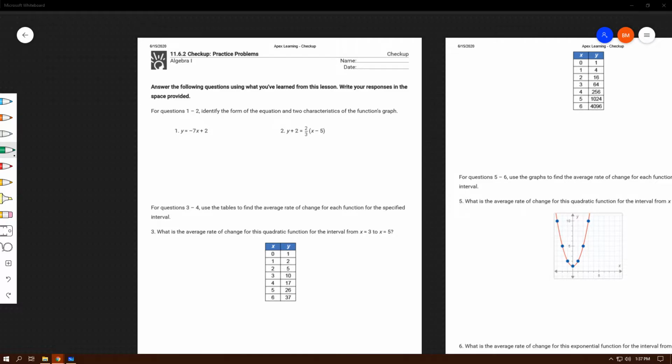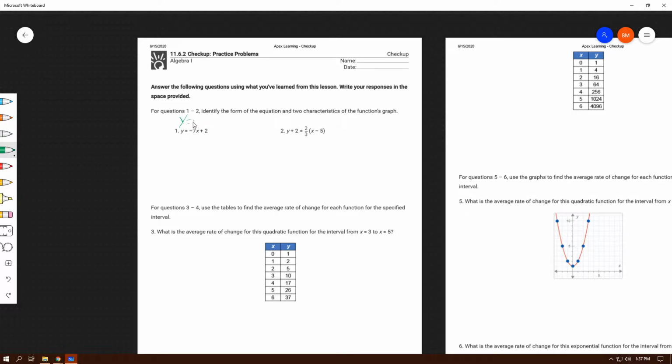This is in y equals mx plus b form. So that's slope intercept form. And then what are the two characteristics? Well, the slope and the intercept. I know my slope is -7, and then I know my y-intercept is going to be 0, 2. Remember, y-intercepts always have an x value of 0, and the b value of my slope-intercept form is just the y-coordinate then.